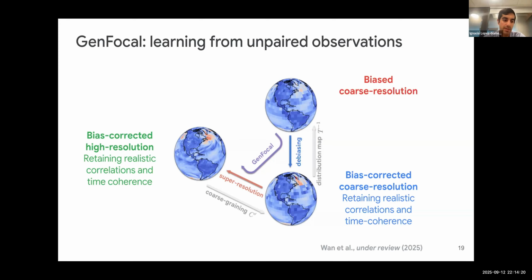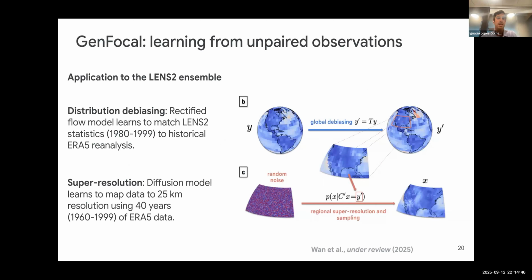And importantly, in this method, different from other methods in the literature, we actually designed this model to retain realistic correlations across fields, space, but also time, and retain time coherence, which is going to be important for emergent long-lived phenomena such as heat waves and tropical cyclones, as I'll show you later. So we've applied this method to the LENS2 ensemble, which is an ensemble of 100 projections from the CESM model.